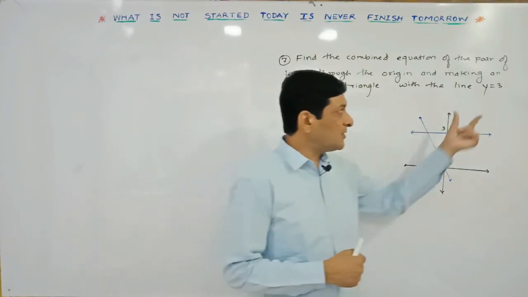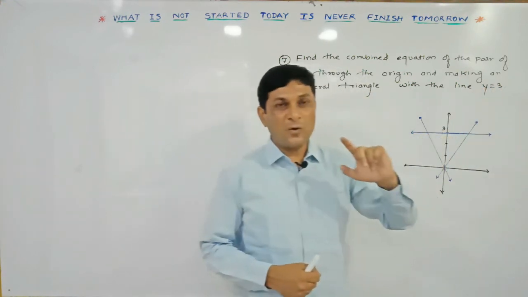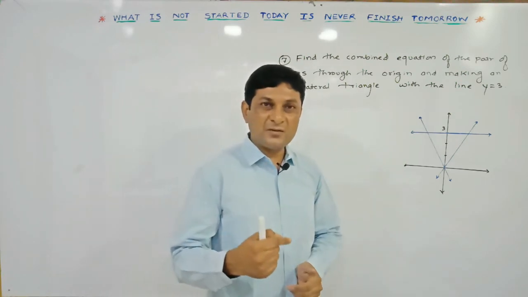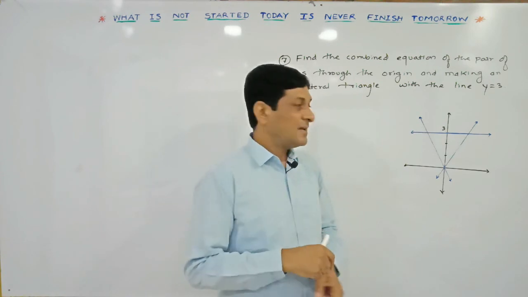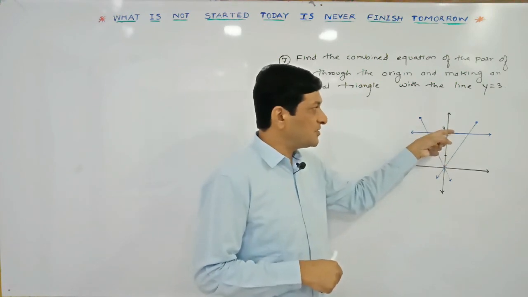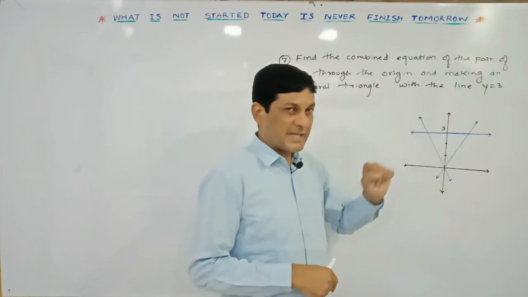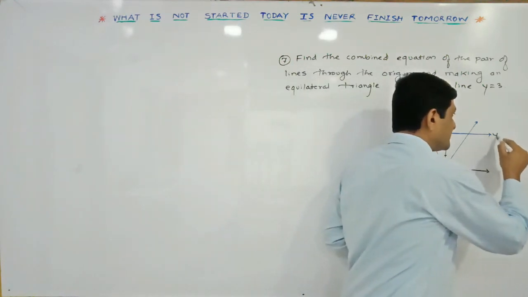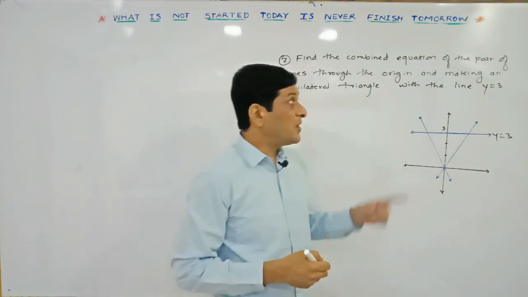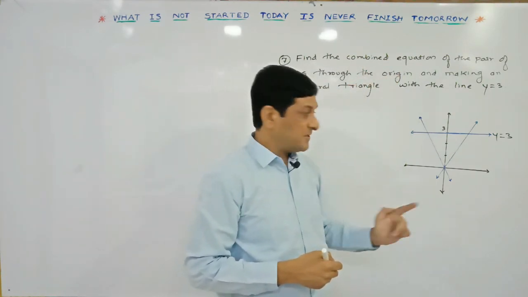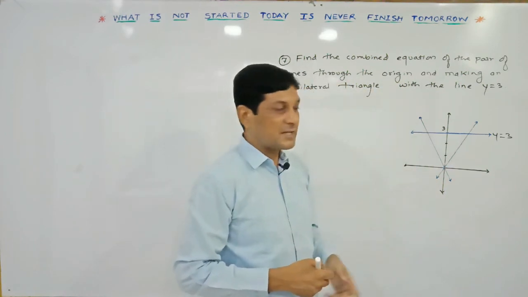If you observe the equation of this line y = 3, it is in the form of what? y equal to constant, and we know that if the equation of a line is in the form y equal to constant, then this line is parallel to the x-axis. So here let this be 1, this be 2 and this be 3. So it passes through 3 and is parallel to the x-axis. So here this is the line y = 3, the given line. Now what is the given condition? We have to find the combined equation of the pair of lines which pass through the origin and make an equilateral triangle with this line.